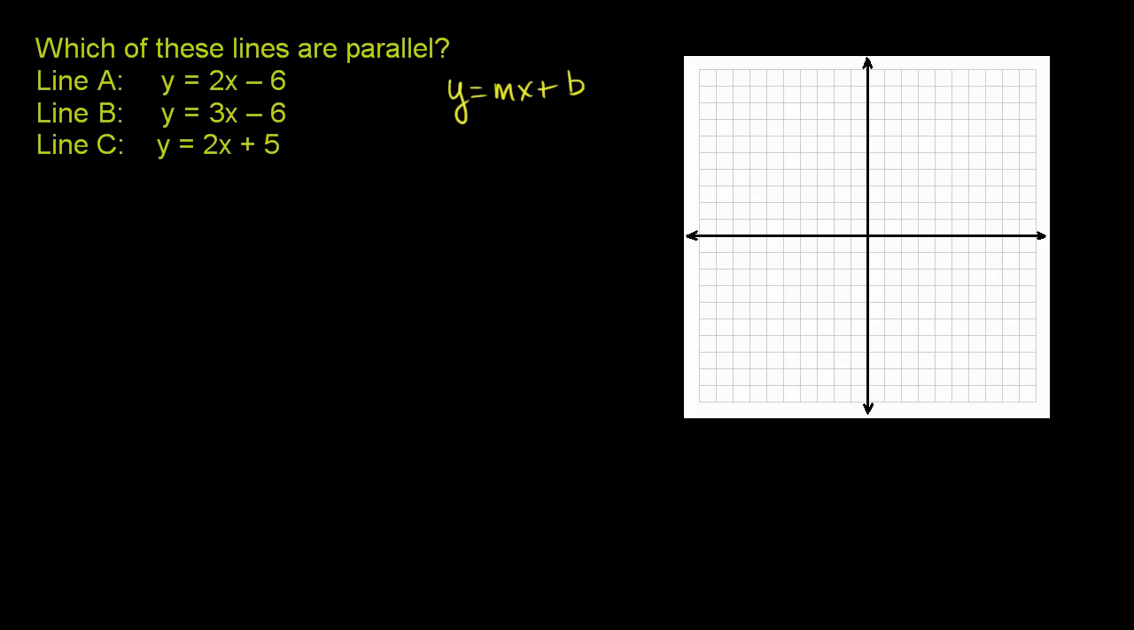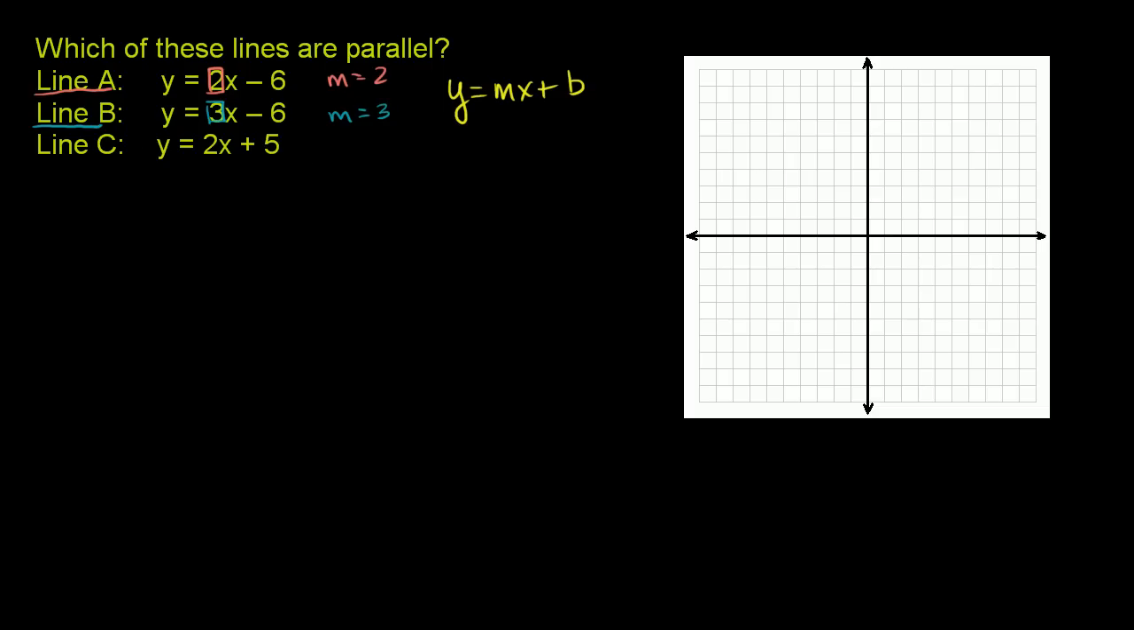The slope for line A, m is equal to 2. We see it right over there. For line B, our slope is equal to 3. So these two are not parallel. And I'll graph it in a second, and you'll see that.